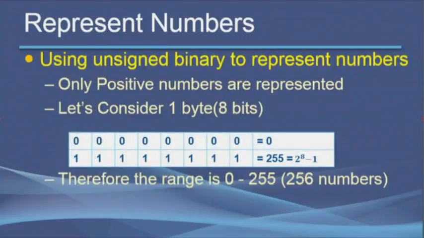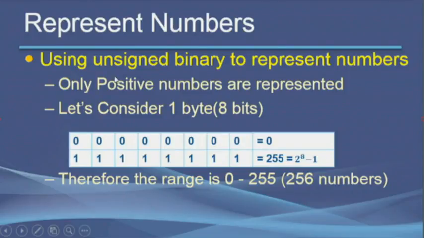So, using unsigned binary to represent numbers, as we discussed up to now, only positive numbers can be represented without any sign, which means positive or negative. As you can see, when we use 8 bits, we can put all zeros or all ones. If we put all zeros, the binary sum is 0, the decimal value is 0. If we put all ones, the sum of all these position values is 255. Therefore, the decimal range is 0 to 255, and we can have 256 separate numbers including 0.